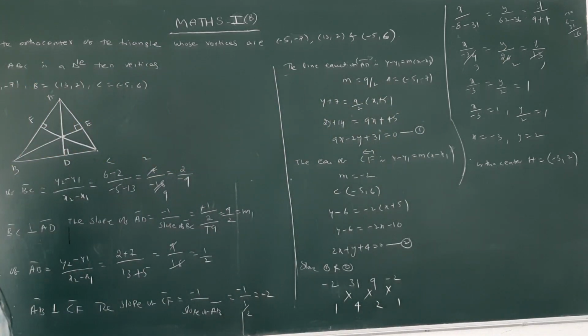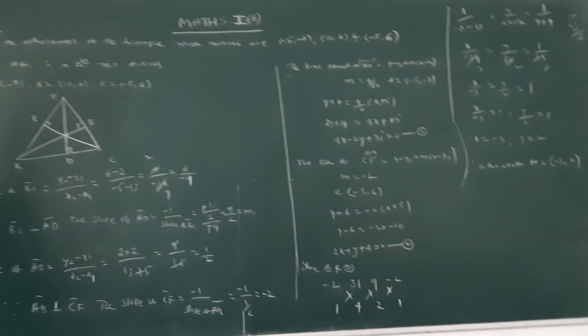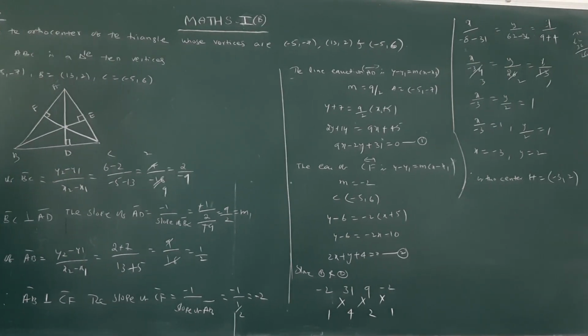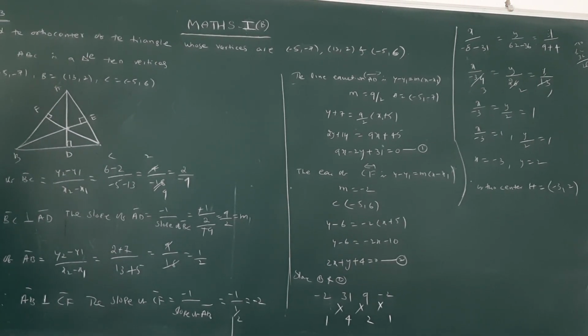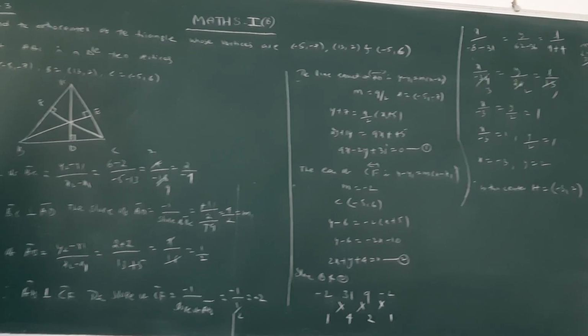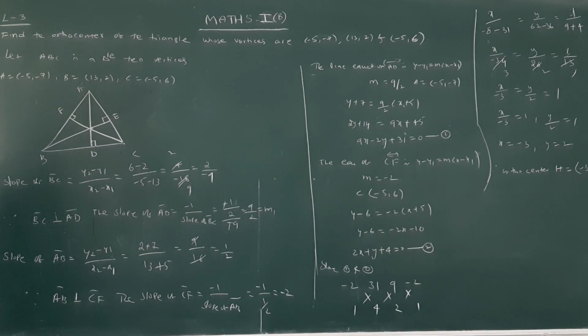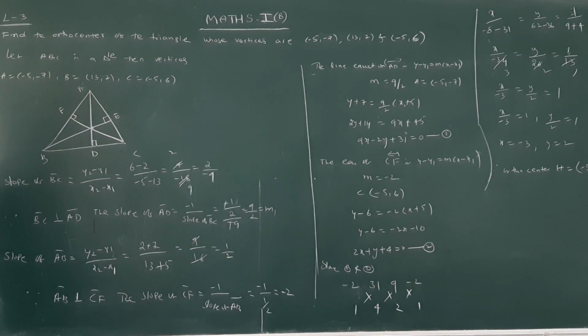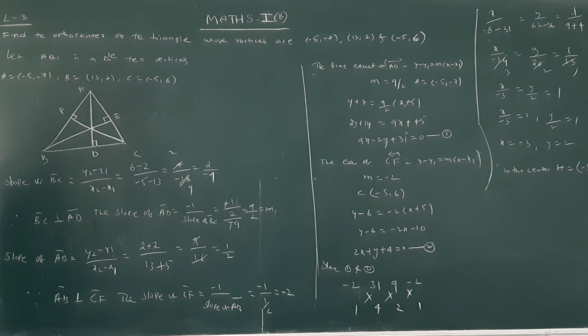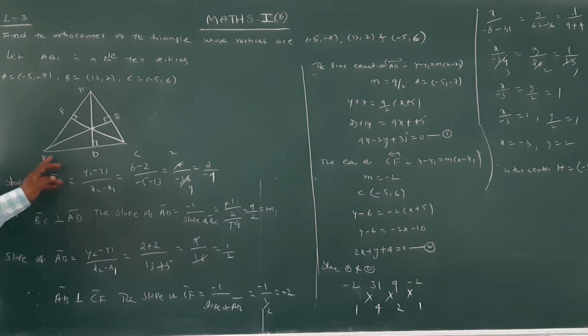Find the orthocenter of the triangle with vertices minus 5 comma minus 7, 13 comma 2, minus 5 comma 6. First, let ABC be a triangle with vertices A equal to minus 5 comma minus 7, B equal to 13 comma 2, C equal to minus 5 comma 6. First draw the triangle ABC and the altitudes. First find the slope of any two sides.